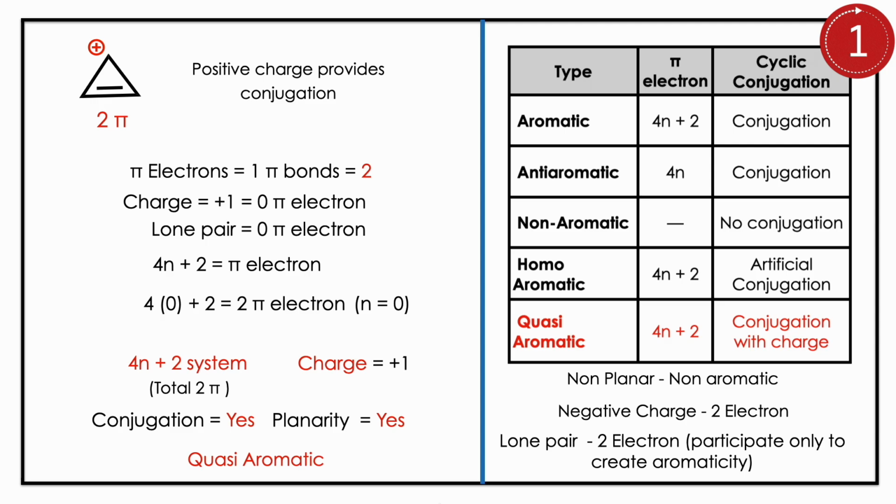So totally 2 pi electron. Conjugation, yes, because positive charge provides the conjugation. Planarity, yes, because positive charge is sp2 carbon. So all carbons are sp2. So the ring is aromatic. Since the charge is there, we should call it quasi-aromatic. Either you call aromatic or quasi-aromatic, doesn't matter. Both are considered as equal. Here, more specifically, it is quasi-aromatic.